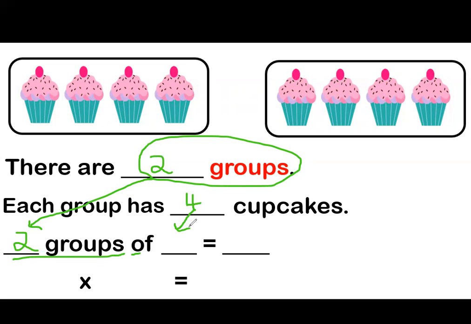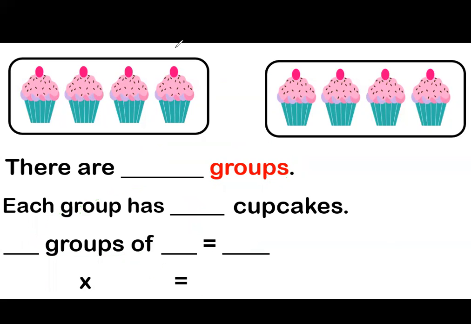Okay, let's help Aimee. Very good. So 2 groups of 4 is how many altogether? Okay, 8. So we write there 2 groups of 4 is 8.